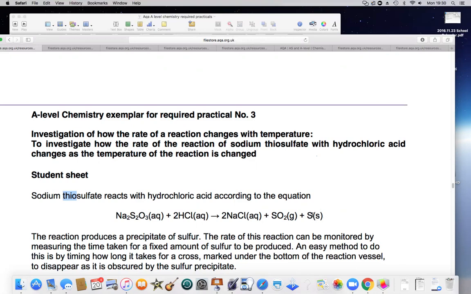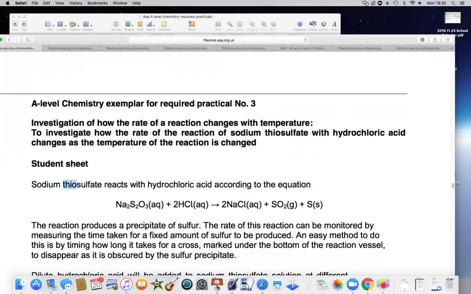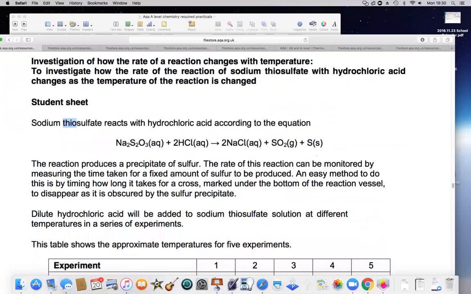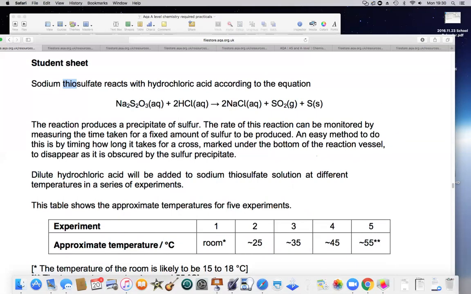And that's the important part, because of course it is a solid. You're dealing with compounds in solution, so that tells you that the sulfur must be insoluble, and indeed it is. It's insoluble in water. And as the sulfur is generated, it makes the solution opaque, so you can't see through it. So you put a cross underneath your reacting mixture, you look above it, and as time goes on, it's harder and harder to see the cross, and you time how long it takes for the cross to disappear. It's one that we're all familiar with.